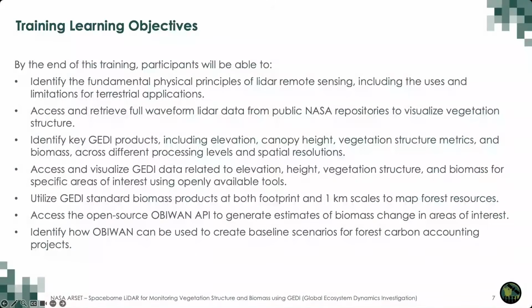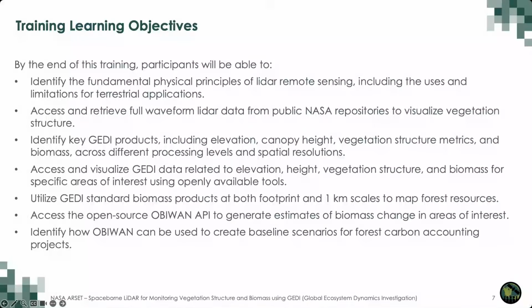By the end of this training, you will be able to, first, identify the fundamental physical principles of LiDAR remote sensing, including the uses and limitations for terrestrial applications. Second, access and retrieve full waveform LiDAR data from public NASA repositories to visualize vegetation structure. Third, identify key GEDI products, including elevation, canopy height, vegetation structure metrics, and biomass across different processing levels and spatial resolutions. Fourth, access and visualize GEDI data related to elevation, height, vegetation structure, and biomass for specific areas of interest using openly available tools.